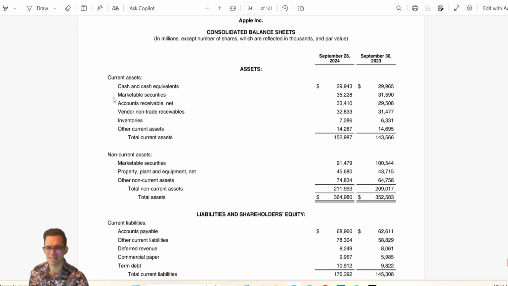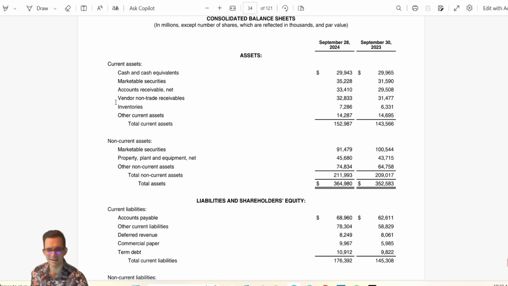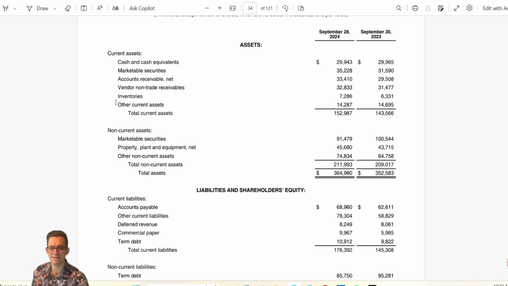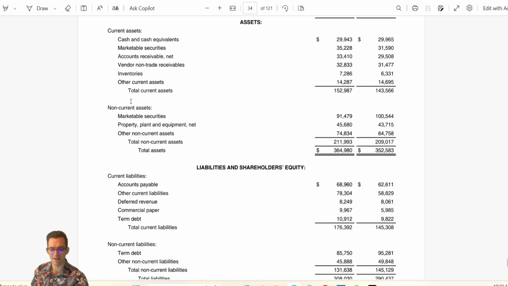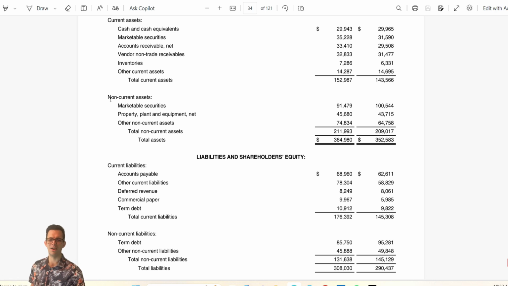Securities is just investments. Accounts receivable, people that need to pay them. Other receivables, so more people that need to pay them. Inventories, what they have in stock to sell. And then other assets, they're a big company, there's always things that are not going to be so easy to classify. So we have other assets, and this is high level here. And then non-current assets just means things that are not readily available to be made into cash. It's going to take a little bit more time and effort to make them into cash.